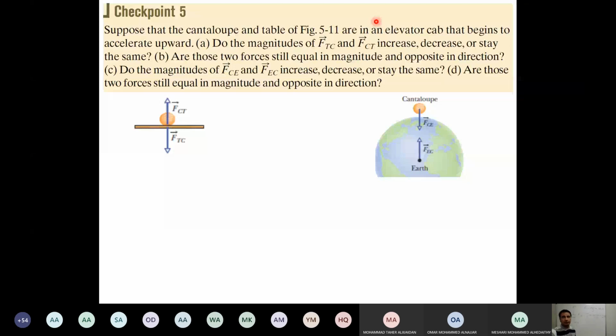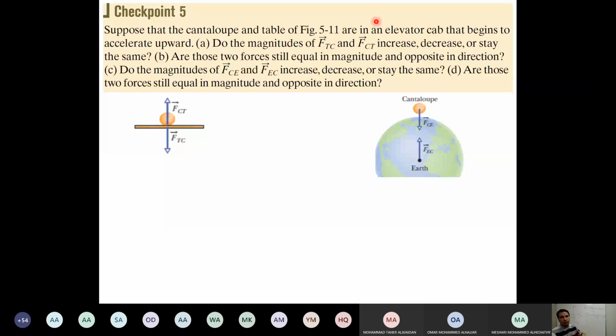able to break the surface of the table, or sink inside this surface of the table, they are equal. Is the table surface able to jump the cantaloupe like a spring? If that was not the situation, then F_CT and F_TC both are still equal.